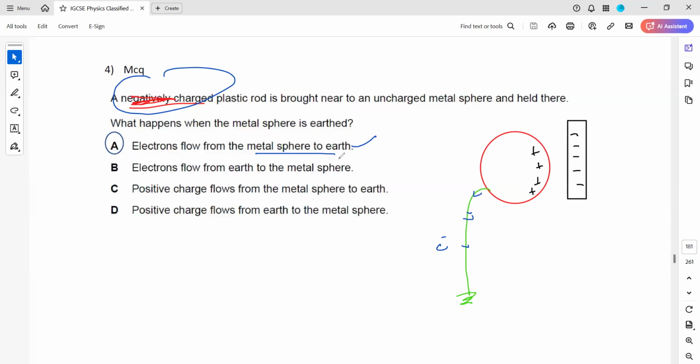Is it clear? Any doubt in this? No, sir, clear. Okay. No.